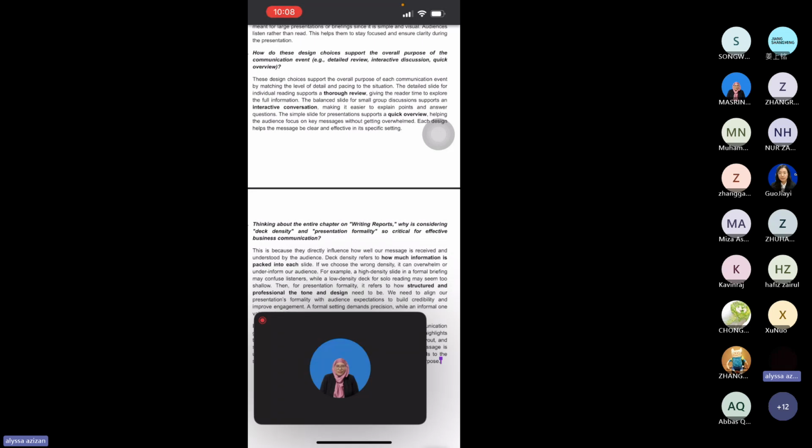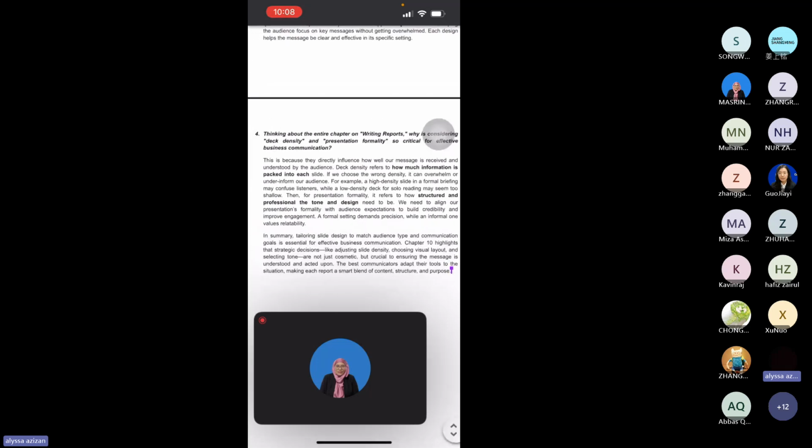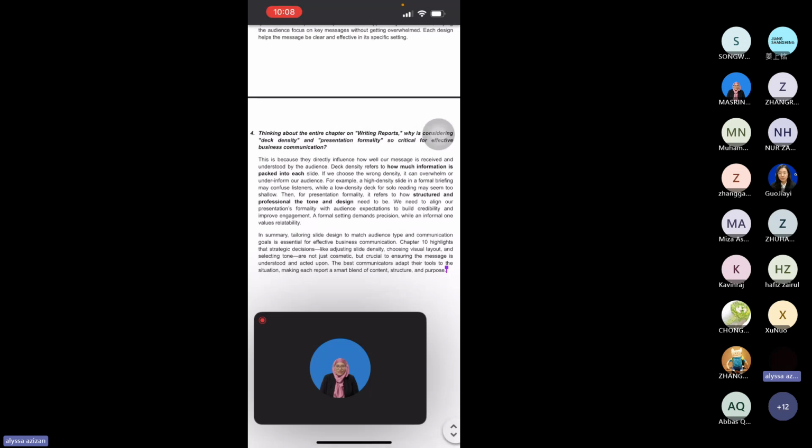And each design helps the message be clear and effective in its specific setting. For the last question, thinking about the entire chapter on writing reports, why is considering deck density and presentation formality so critical for effective business communication? This is because they directly influence how well our message will be received and understood by all of the audience.